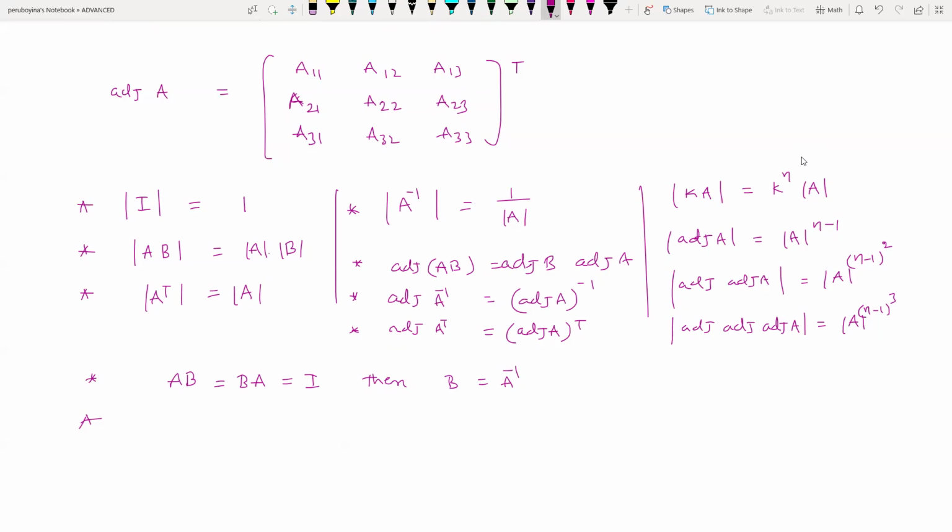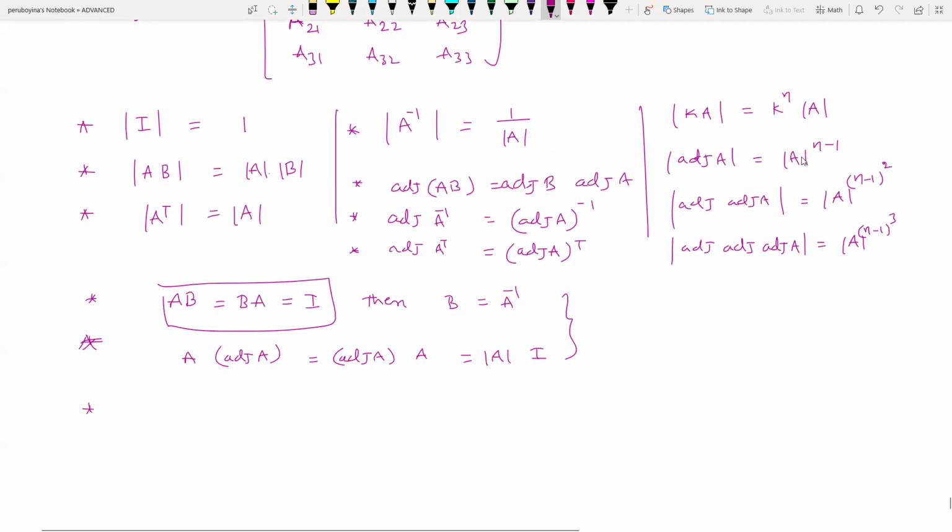Often we use this definition when we want to prove some properties. That's why I said definition. And remember one more formula also, mostly we are using: A into adjoint A is equal to adjoint A into A is equal to det A into I. Remember this one also. These two are very important.